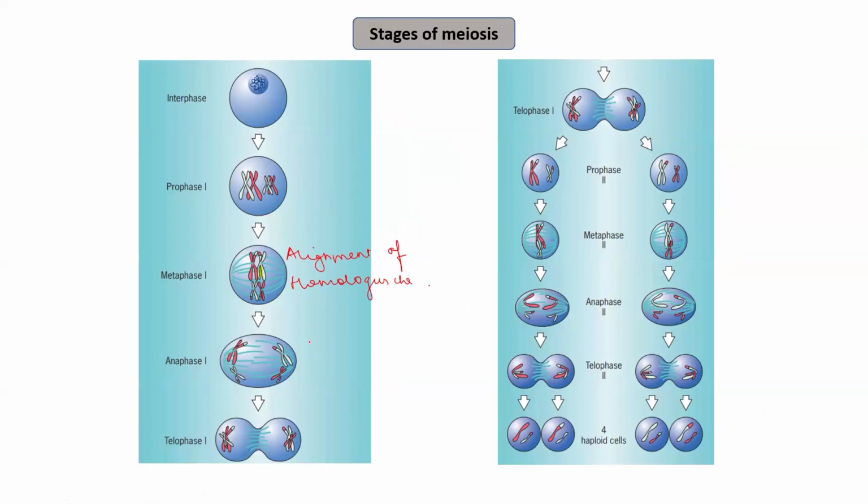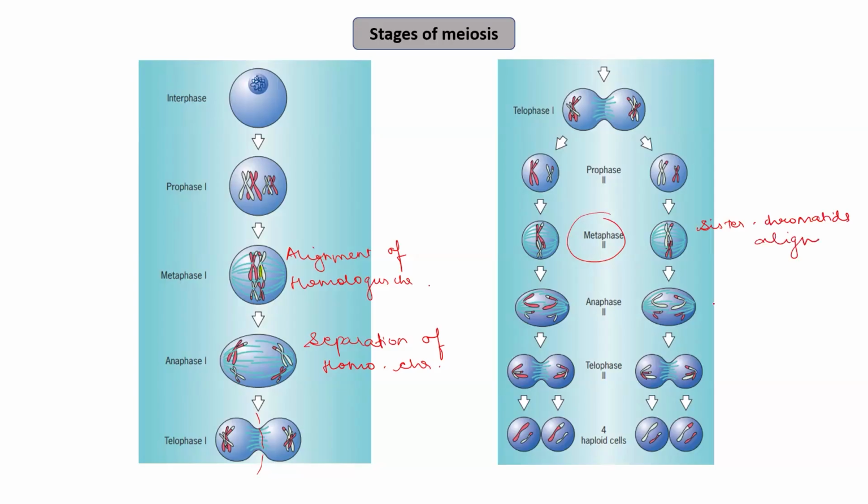And in anaphase 1, there is a separation of homologous chromosomes. Then in telophase 1, these 2 homologous chromosomes get divided into 2 different cells. This telophase 1 is followed by prophase 2, where the cell prepares itself to divide the sister chromatids, and in metaphase 2, these 2 sister chromatids align.